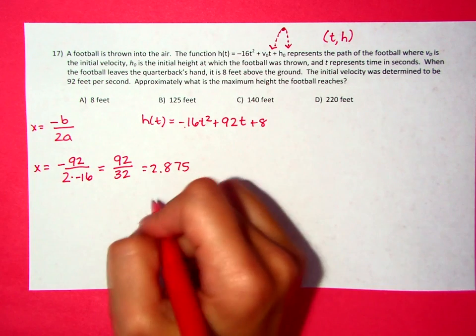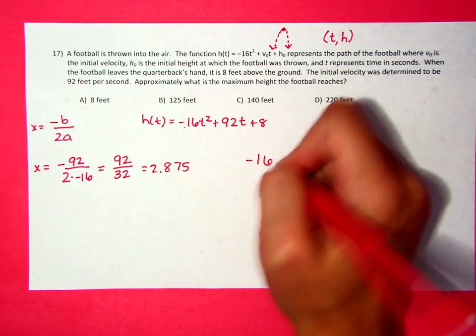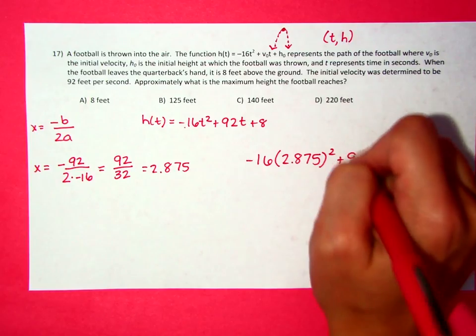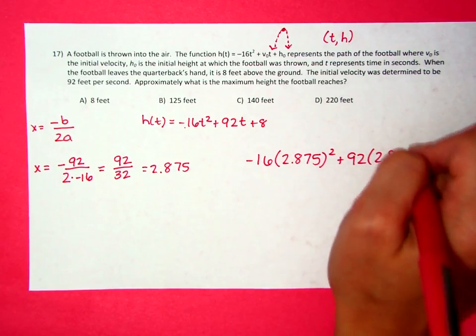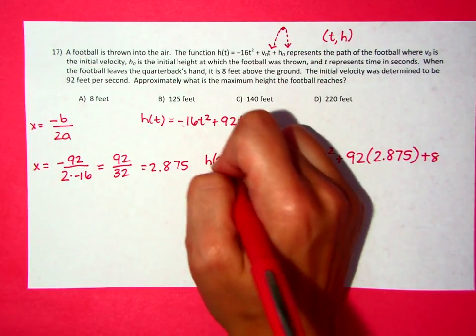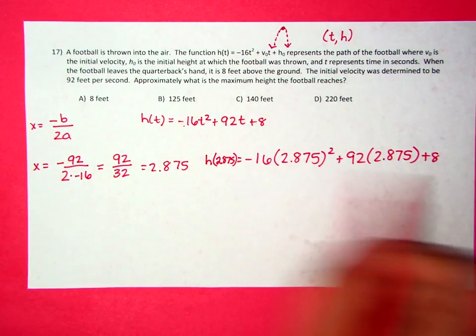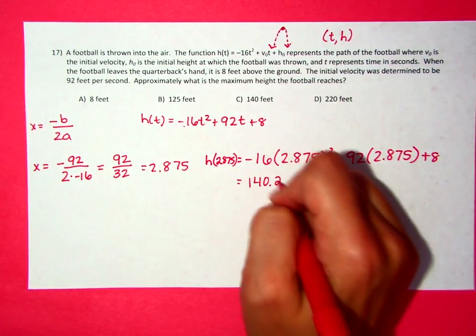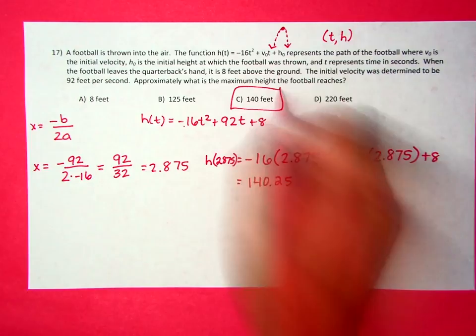So we're going to plug this in, and when we plug this in, we have negative 16 times this 2.875 squared plus 92 times 2.875 plus 8. And that is going to give me my maximum height at the time of 2.875. So I'm going to just throw all this in my calculator. I have negative 16 times 2.875 squared plus 92 times 2.875 plus 8. And when I do, all of that's going to give me 140.25, which is closest to answer choice C.